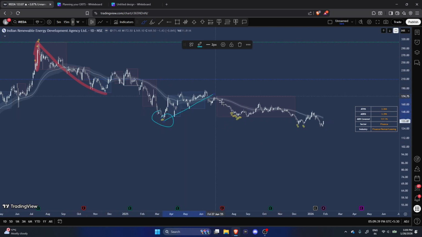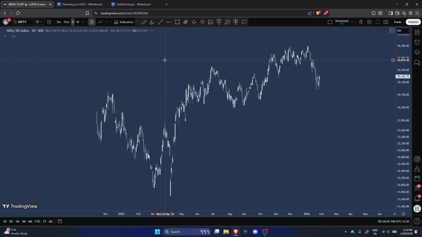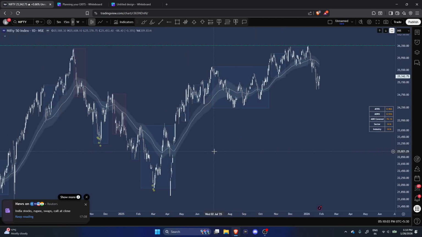Basically, a selling climax. Same criteria, just flip it. So we want the stock extended below the moving average rather than above the moving average. So that is simply a selling climax. In case of market crashes also, you will see this.